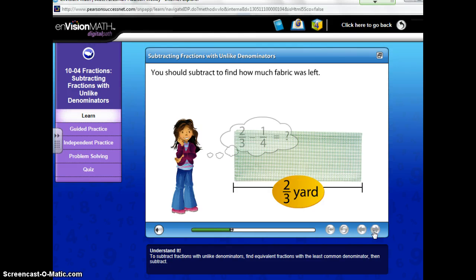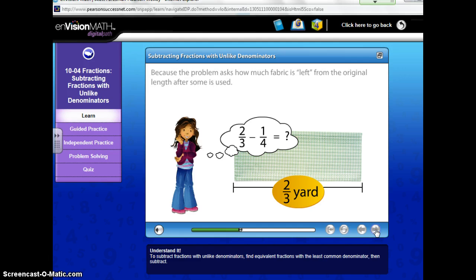Subtract. But when you see this subtraction problem, you notice that they're not the same denominator. So we can't do a problem like that. So what we're going to have to do is stack them the up and down way, and we're going to have to find a common denominator. Since we're so good at finding least common multiples, this is going to be easy for us. Because the problem asks how much fabric is left, we know that that means we're going to subtract.